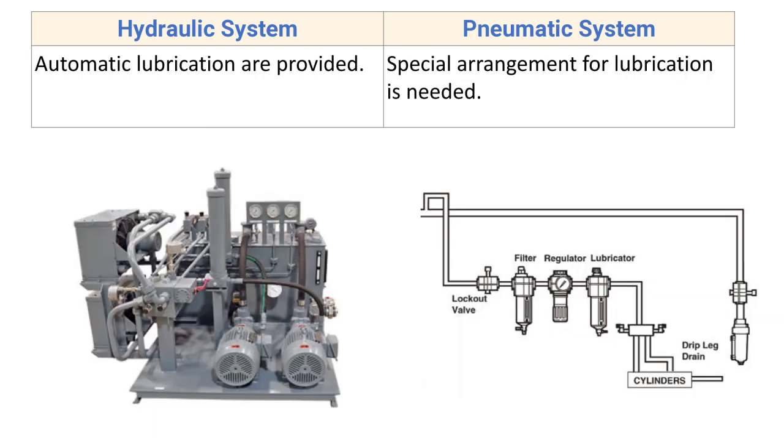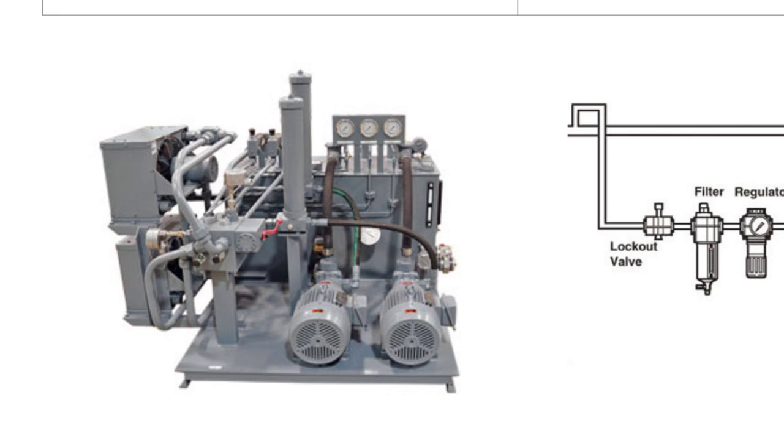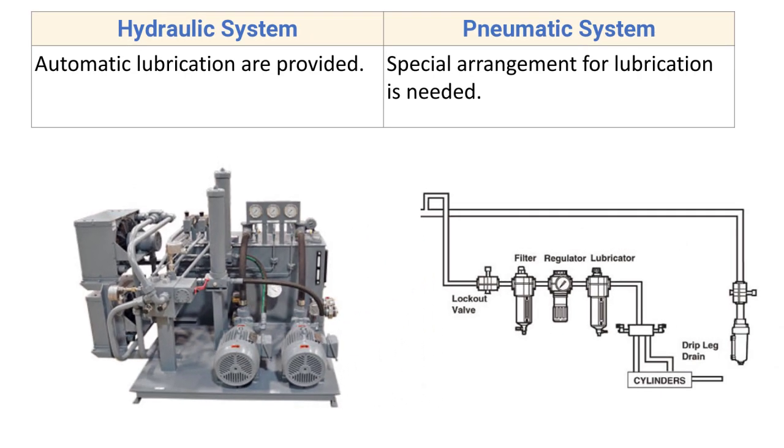The last point, in the hydraulic system, automatic lubrication is provided. Here you can see the hydraulic system. The working fluid of the hydraulic system is nothing but the pressurized liquid or the hydraulic oil, and hence no separate arrangement for lubrication is required, because the working fluid is hydraulic oil, and with that the lubrication is provided to various parts. So no separate arrangement is required. Automatic lubrication is provided in the case of the hydraulic system.